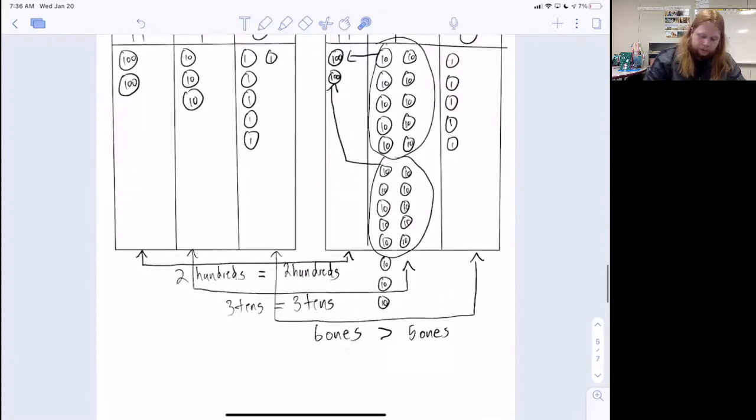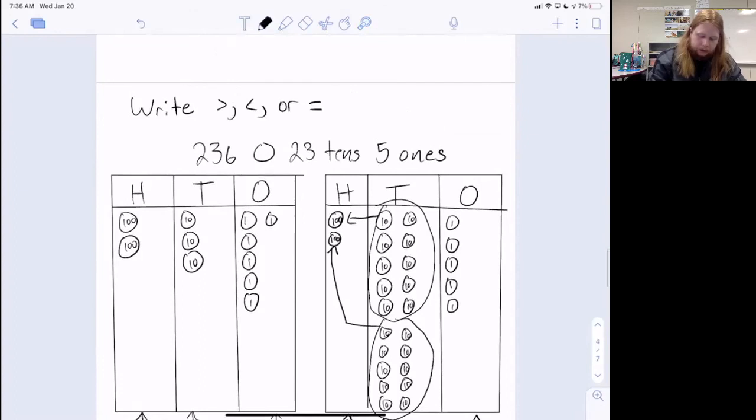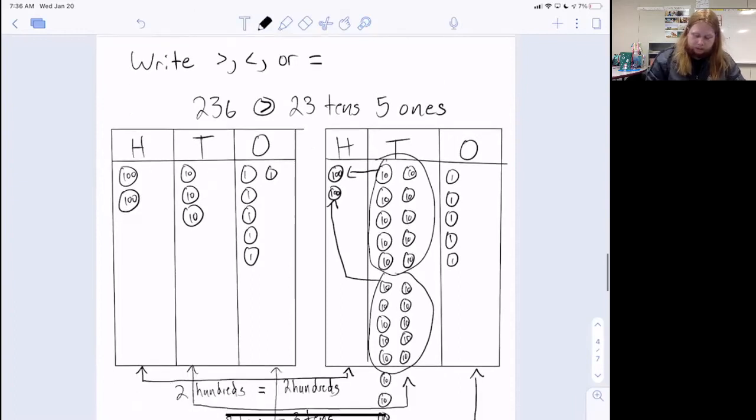So let's go back up here. 236 is greater than 23 tens and 5 ones.